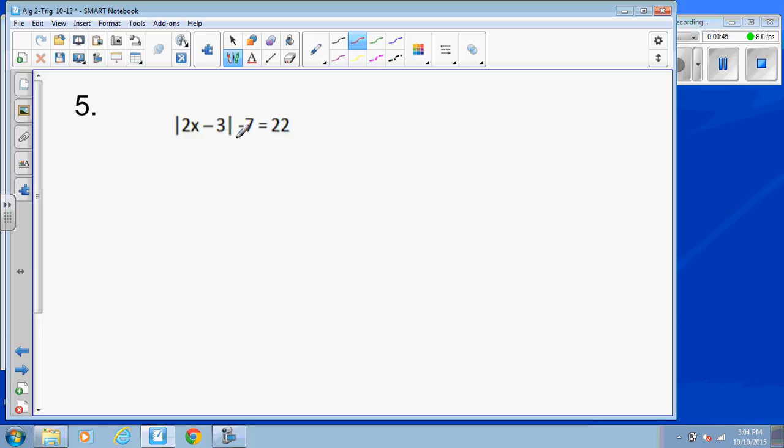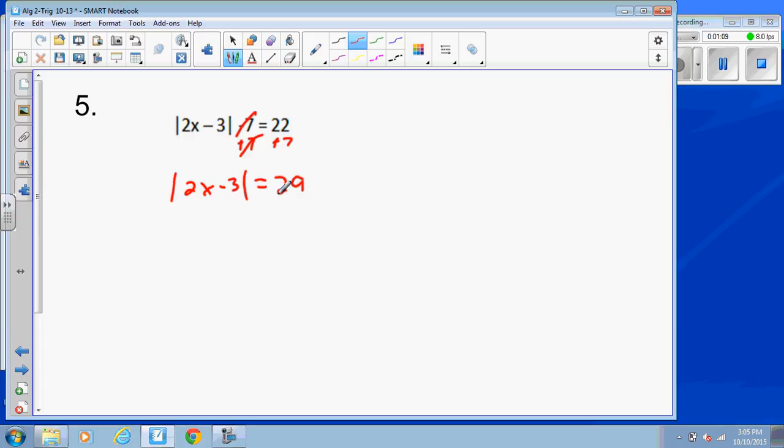So the steps to do that, first I want to get rid of this 7. So to do that, I'm going to add 7 to both sides. Plus 7, plus 7. And this minus 7 plus 7 will cancel. And I'll get absolute value of 2x minus 3 equals 29. And at this point, I have to get rid of the absolute value sign.